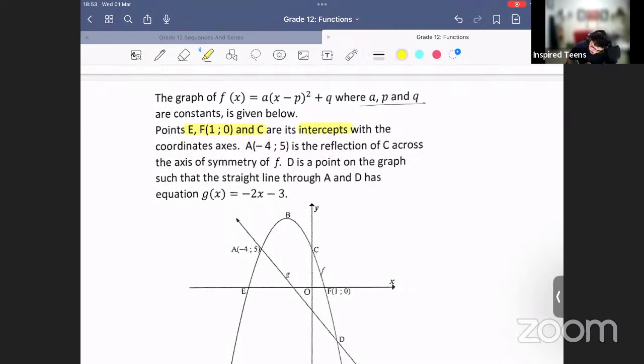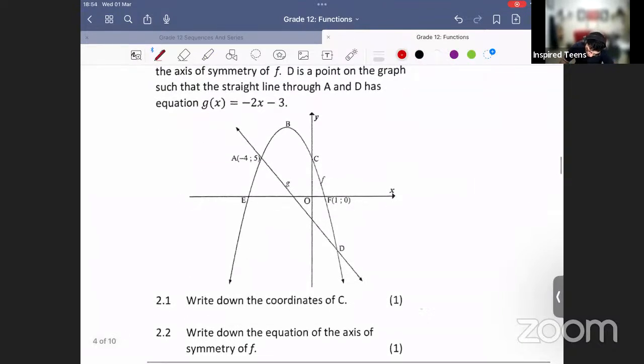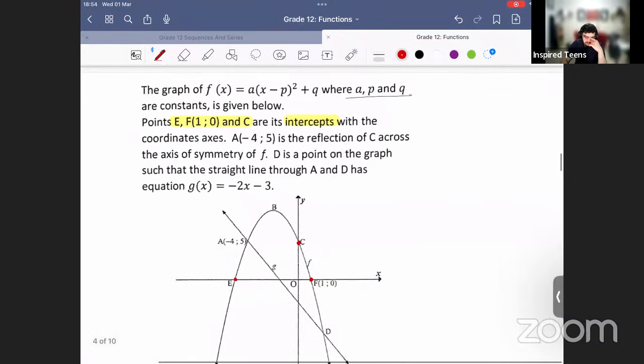Okay, they are its intercepts on the coordinate axes. So let's have a look at them in the diagram. They say that E, F, and C, we have E, F, and C. Okay, it's definitely going to be true, but you double check it, right? Intercepts, they don't specify which intercepts, so it could be Y or X, so that's perfectly fine.